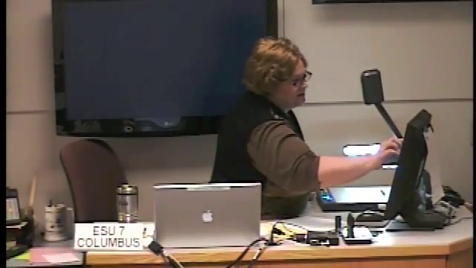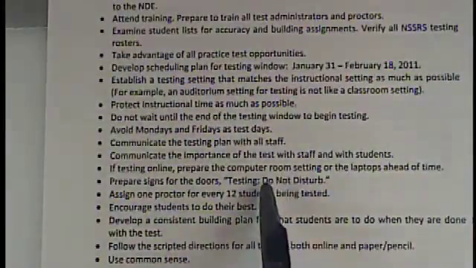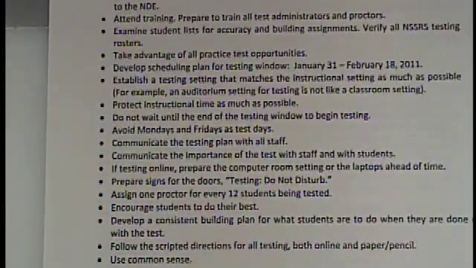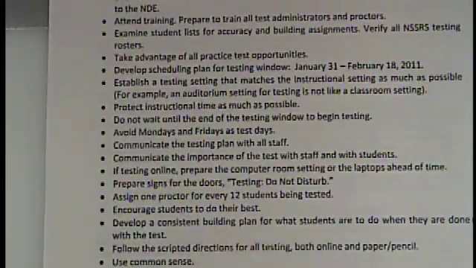Let's go back to the document. Want to make sure you have that testing do not disturb sign. Here again, encourage your students to do their best. You probably have a building plan because this is not your first time you've done NeSA testing. You've done NeSA-R and NeSA-W, or will be doing those, so you have some experience with that.